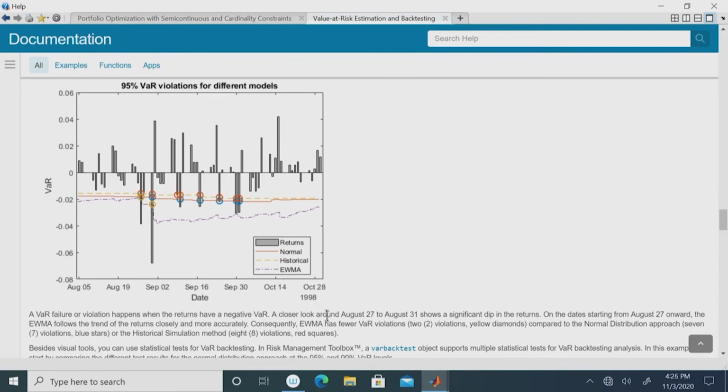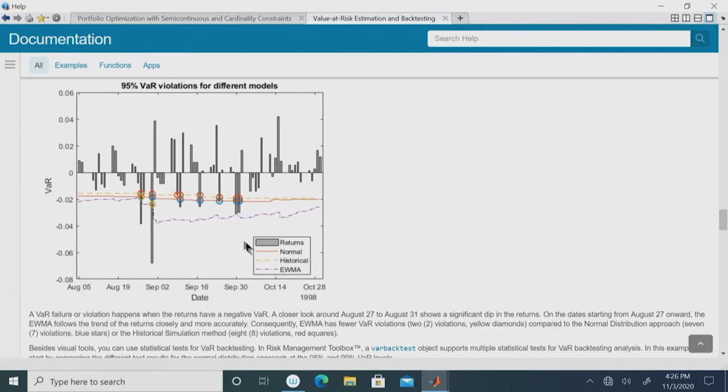If you observe here, for EWMA, the purple line, which is at the bottom, there have been only 2 instances where the purple line is at a higher level than the actual return. This is one line here and this is another line here. So, these are the 2 violations of VaR, given in yellow, or the failure of EWMA to predict the correct VaR. And there are only 2 such instances.